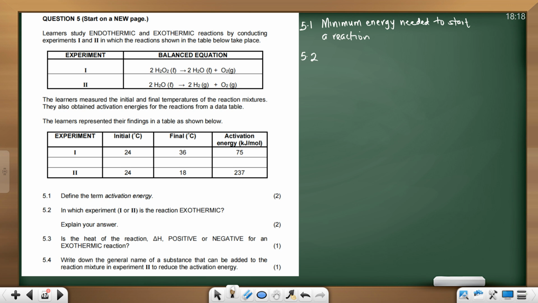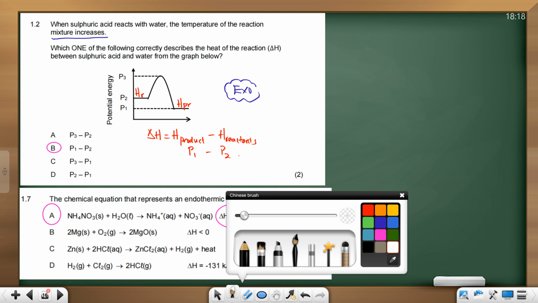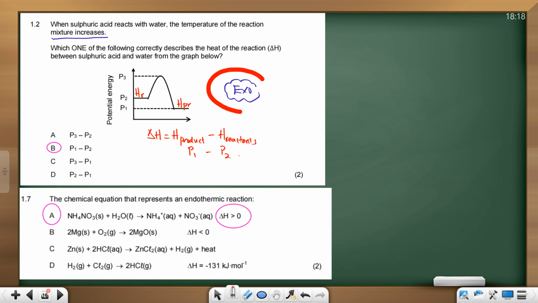The answer is 1. And that's why I took you back to this, so that we would sort this out. Check here. What is this? The temperature of the reaction mixture does what? Increases. That means it becomes hotter.